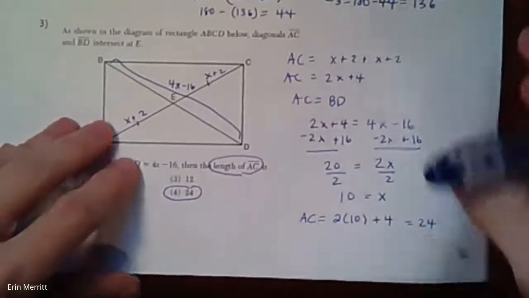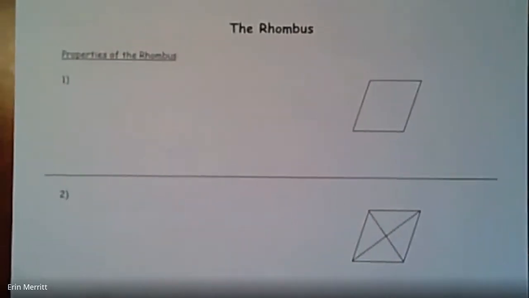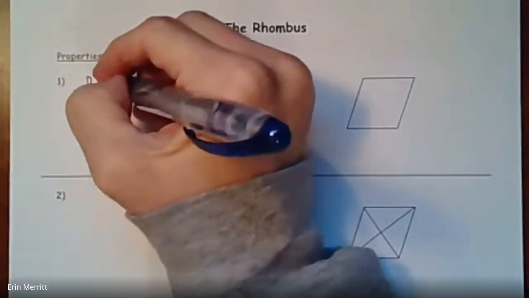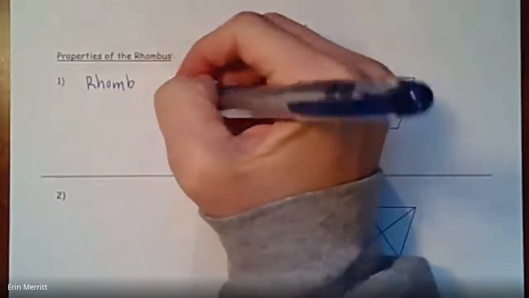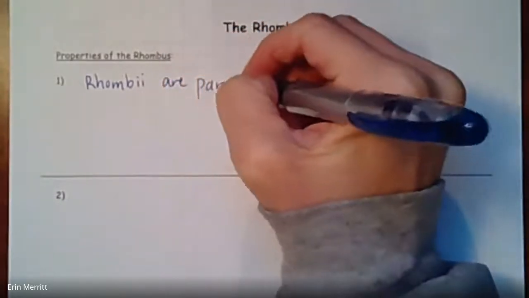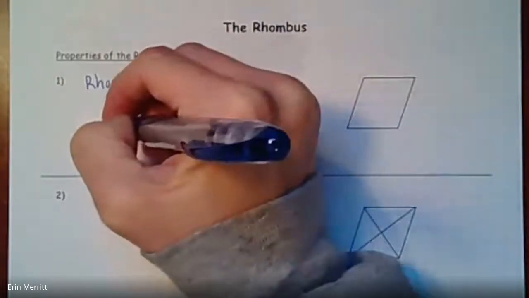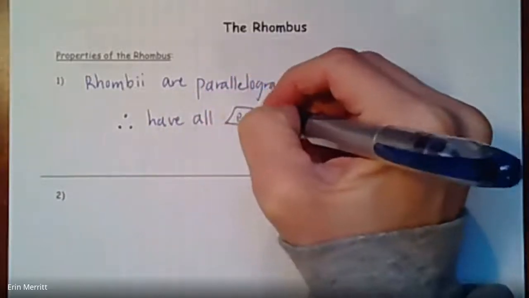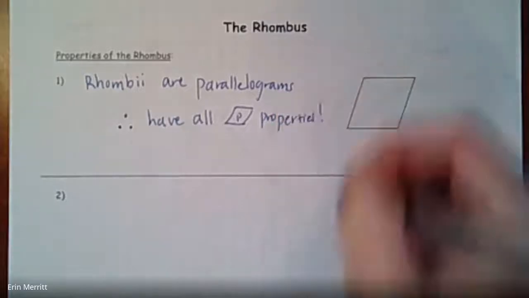All of that was on rectangles. Let's talk about rhombus next. For this piece of it, the rhombus, we can go quick with this first part. It has all the parallelogram properties. Sounds weird to write it this way, but rhombi, like plural, are parallelograms. Therefore, they have all, I'm going to draw it, parallelogram properties.